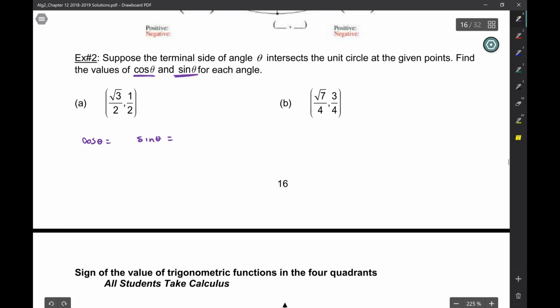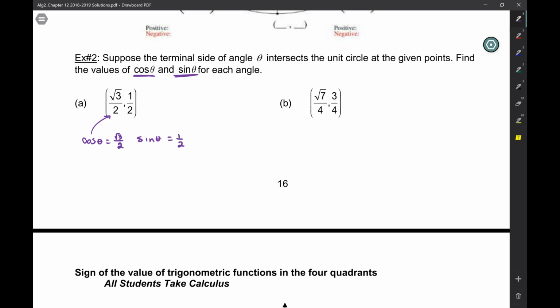So what did we say before? Between the x and the y, one of them is the cosine, one of them is the sine. Which one is which? X is cosine, so it's root 3 over 2, and sine is 1/2. Have I done any math? No. I just recognize that that's what the coordinate looks like.